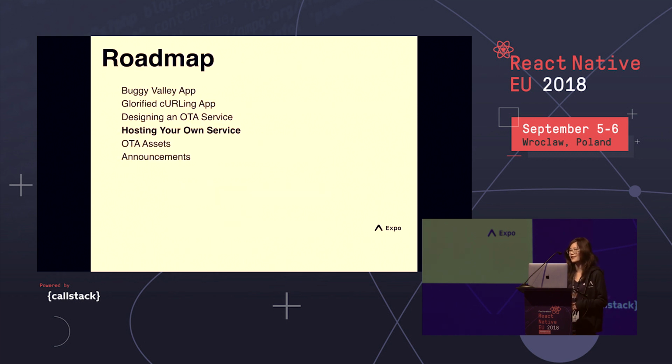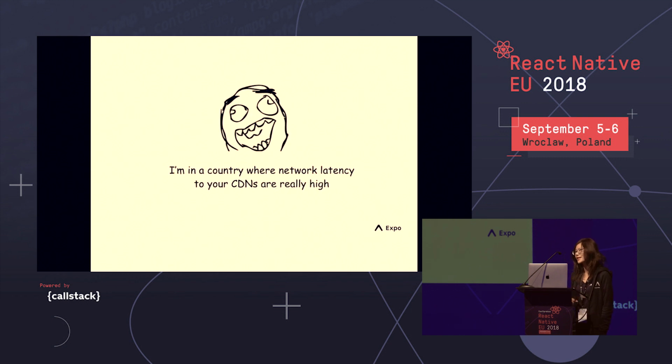All right, so now that we've talked about how a functional over-the-air update service works, let's talk about hosting your own service. And let's take a look at the motivation for this use case in the first place. So when we had an over-the-air service, people wrote into us and they'd be like, hey, I'm in a country where network latency to your CDNs are really high. And what that means is that updates take a really long time. They're rendered pretty much unusable because it takes forever to pull a bundle file, and we just need a better solution.